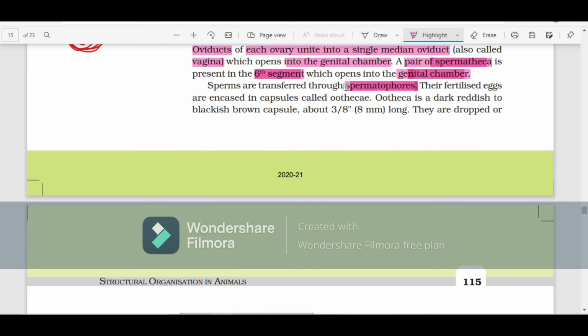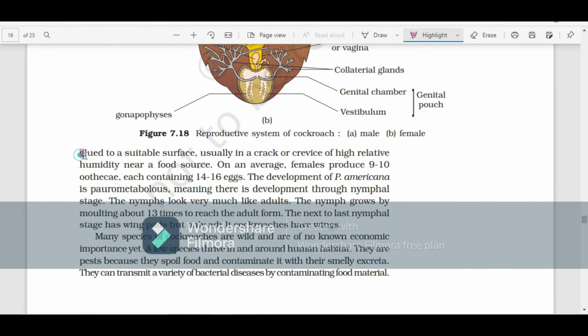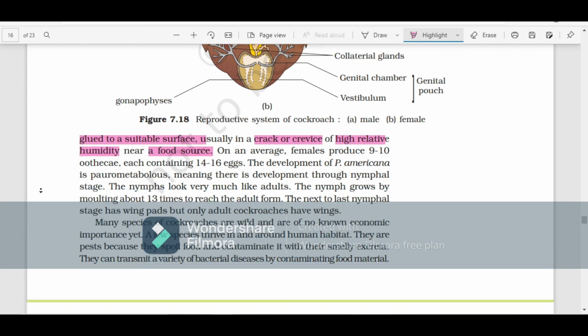What were spermatophores? They were a bundle of sperms, right? They fertilize the eggs. Okay, and the fertilized eggs are encased in capsules called ootheca. Collateral glands secrete the ootheca. Ootheca is a dark reddish to blackish brown capsule about 8 millimeters long, and they are dropped or glued to a suitable surface, usually in a crack or a crevice of relatively high humidity. Is it high humidity or low humidity? High humidity. Okay. And is it near a food source or not? It was near a food source.